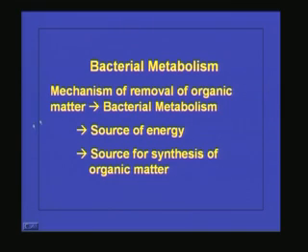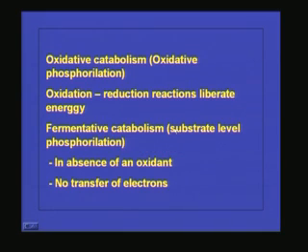The mechanism of removal of organic matter is because of bacterial metabolism, and during the metabolism the organic matter is used as a source of energy and as a source for synthesis of organic matter. So in both the ways organic matter will be utilized. And we have already seen in the introduction of biological processes, there are three different types of phosphorylations or energy releasing reactions. One is oxidative phosphorylation, another one is substrate level phosphorylation, and the third one is photophosphorylation.